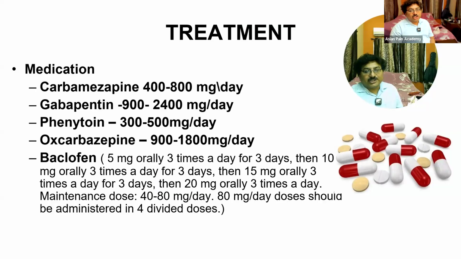Now, among the treatment options, we have carbamazepine. Usually we start at a dose of 200 milligram sustained release tablet once a day, then gradually increase up to 800 milligram. With carbamazepine, always consider that allergy could be a contraindication. Sometimes even SJS, or Stevens-Johnson syndrome, has been reported with carbamazepine. So while giving it, be careful.